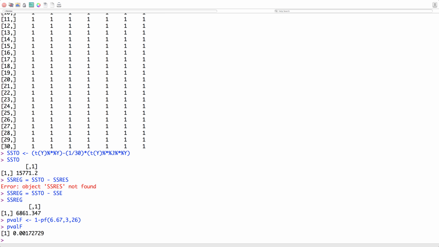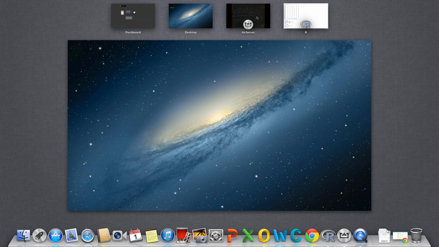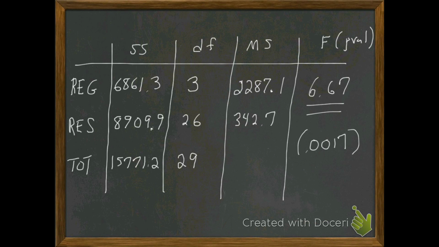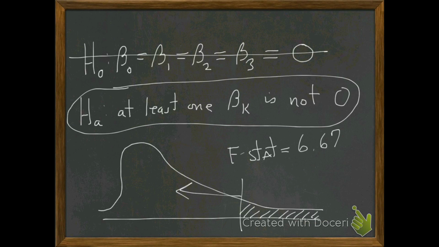So at the 0.05 level for alpha, we would reject the null. So what does that tell us? Well, that tells us that at least one of our betas, so we are rejecting this based on our data, this statement is more believable. So either LSS, IQ, and or EST appear to be statistically significant.